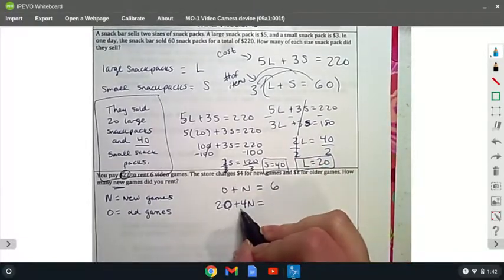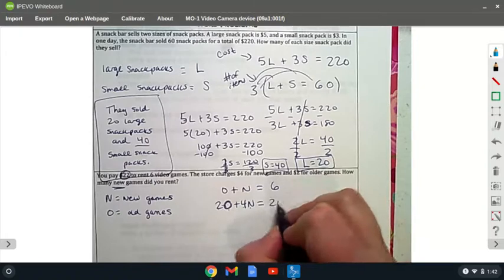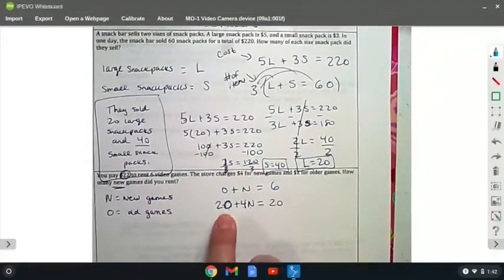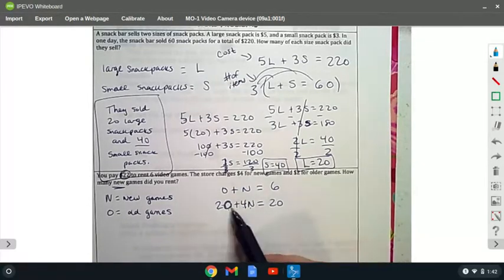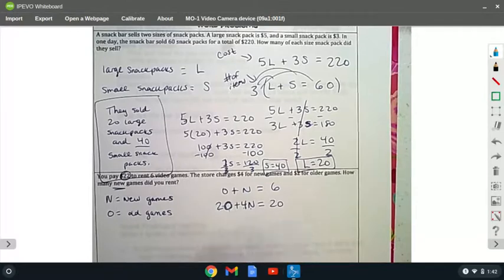So $2 for an old, $4 for a new, $22. Now don't mistake this O for a 0. That can be a little tough, but it's O for old games. So if that confuses you, you could change the variable to an X or something like that.